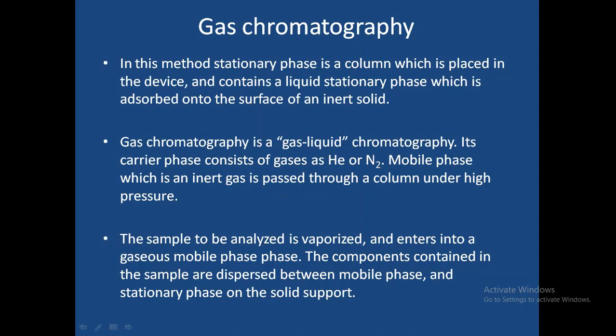Its carrier phase consists of gases such as helium or nitrogen. The mobile phase, which is an inert gas, is passed through a column under high pressure. The sample to be analyzed is vaporized and enters the gaseous mobile phase. The components contained in the sample are dispersed between the mobile phase and the stationary phase under solid support.